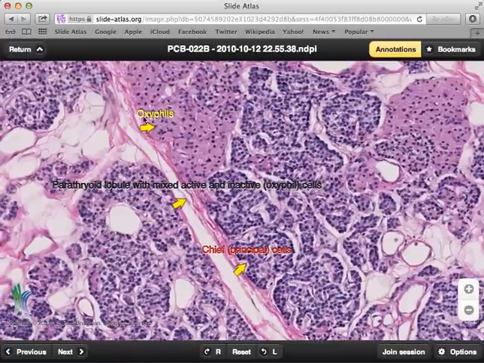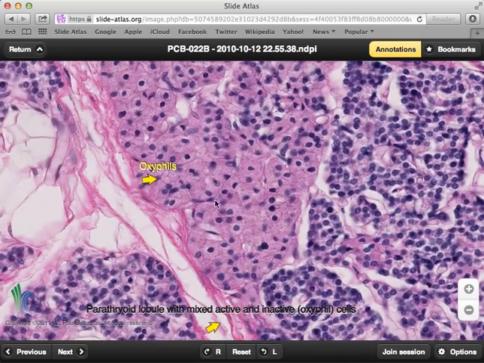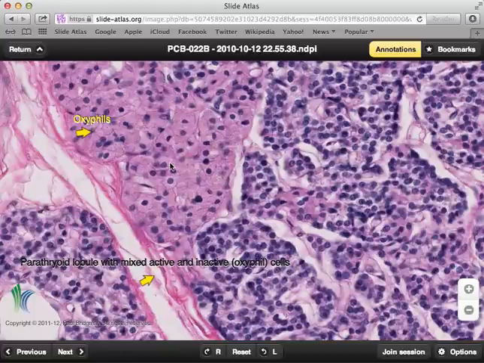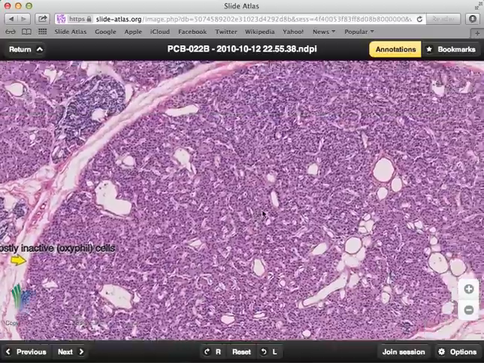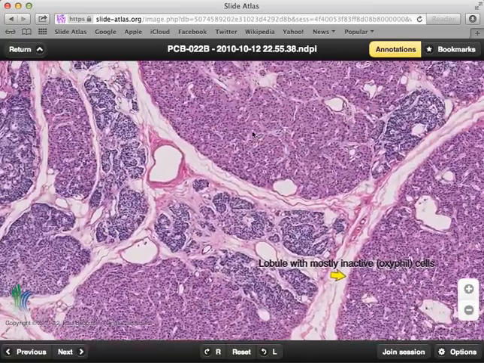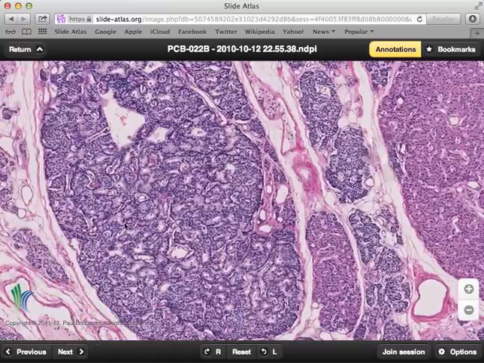Oxyphils represent inactive cells that transition from active chief cell to oxyphils, which contain many mitochondria, giving rise to this highly eosinophilic appearance. So this lobule contains a mixture of active chief cells and inactive oxyphils. We can see here another lobule which has almost all inactive oxyphil. There's one area down here where there may be some active cells. So some of these lobules have transitioned to inactive forms and others are mostly active.